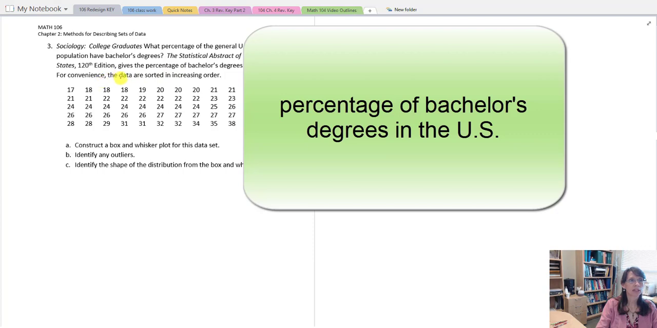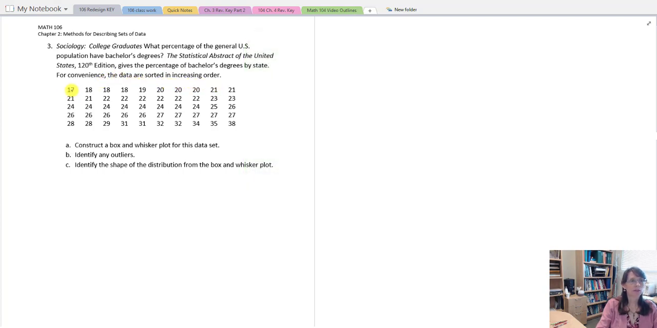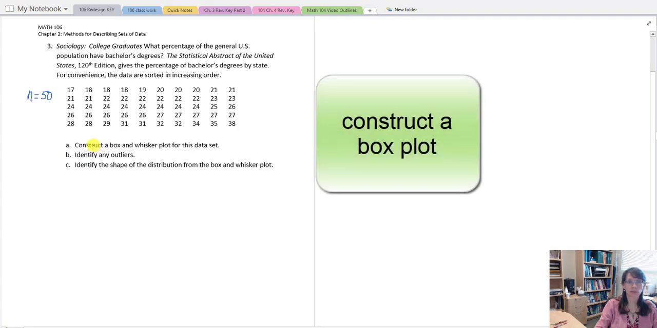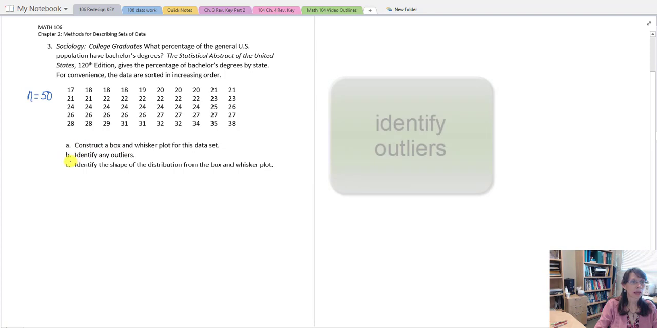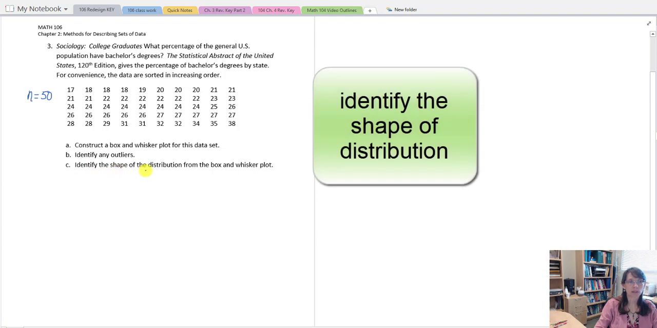state. For convenience, the data are sorted in increasing order. So we have a percentage for each state. We've got 10 across, 5 down. So we know we have 50 measurements. And we're going to be doing 3 things. We're going to first construct a box and whisker plot for this data set, which is also known as just the box plot. For part B, we'll identify any outliers. And last, we'll identify the shape of this distribution from the box and whisker plot.